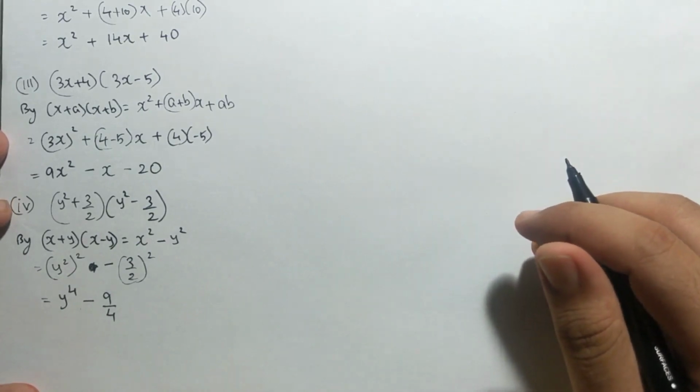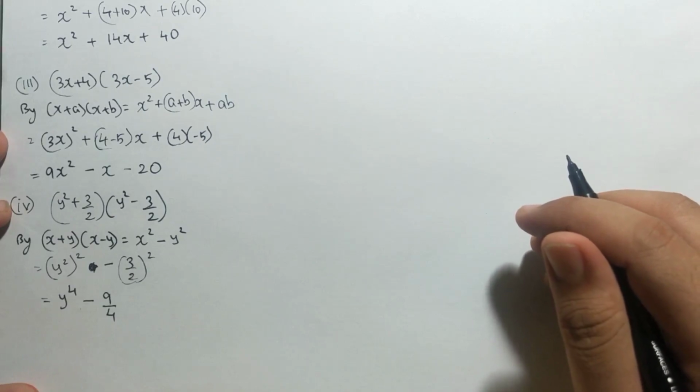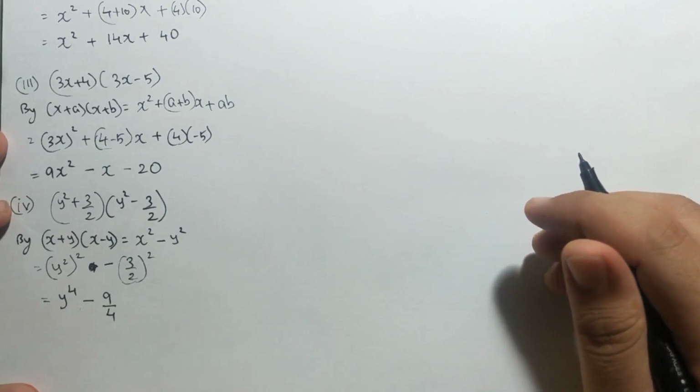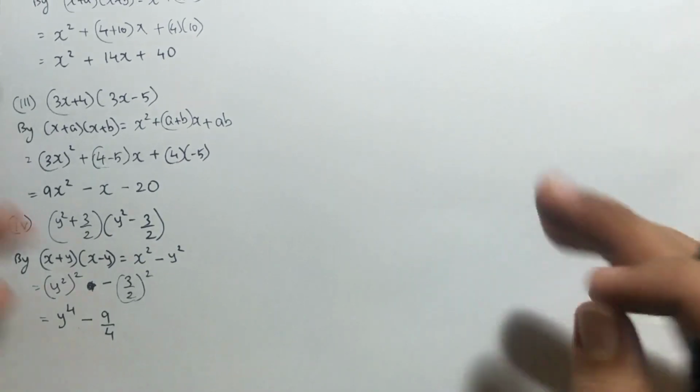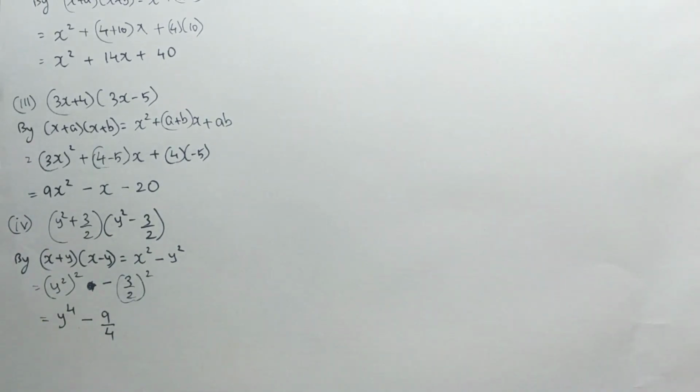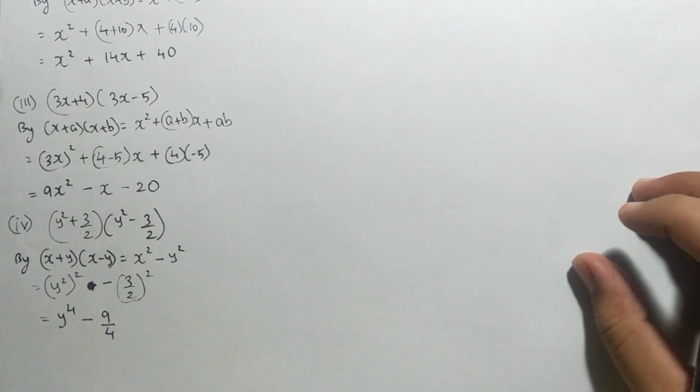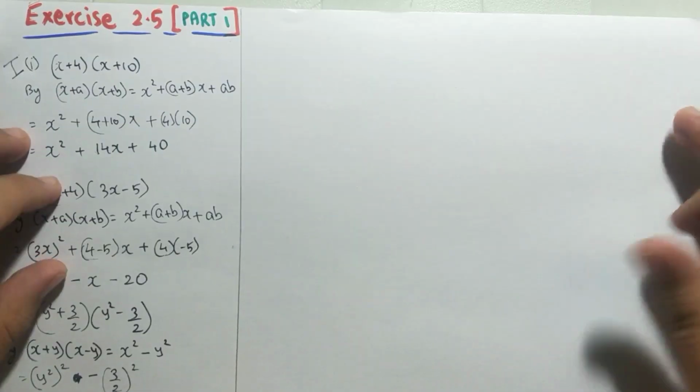The fifth one, I hope you can do by yourself. It is again (a minus b) into (a plus b), that is a square minus b square. Or as you can say (x plus y)(x minus y) equals x square minus y square. I am continuing with the second question.